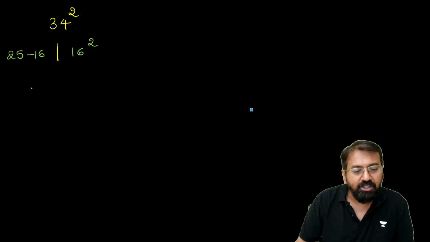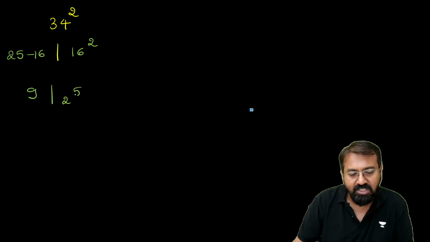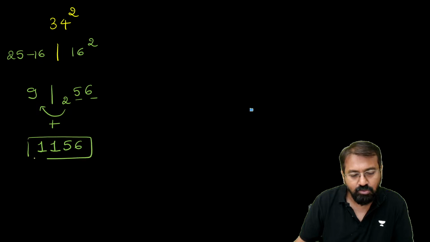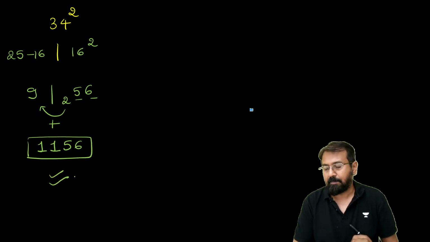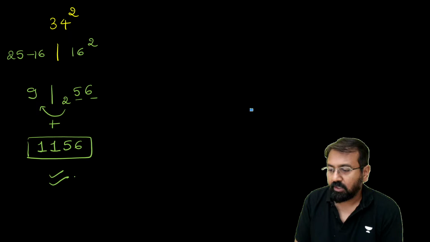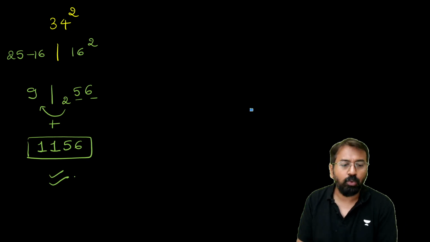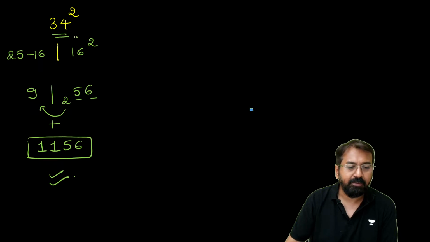Now guys, what is 25 minus 16? So it is 9, and 16 square is 256. So keep 56 over here, 2 will be carried over. So 9 plus 2, it's 11 and this is 56. So it's 1156. Are you all clear? Everyone? So this is how you can quickly calculate 34 square.